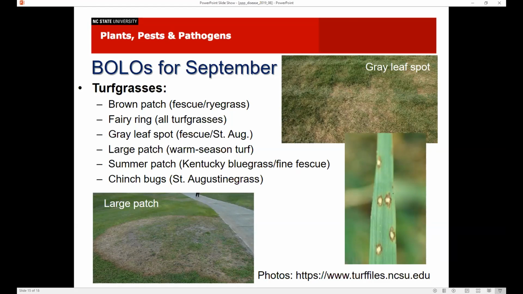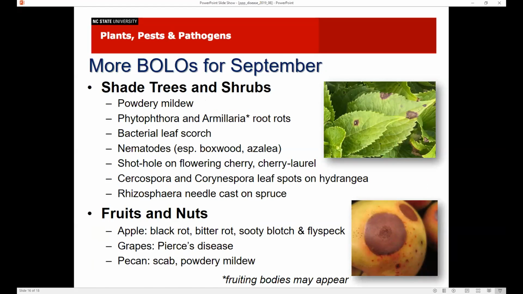So moving along to our shade trees and shrubs. Kept the list shorter this month, and things will start winding down as far as activities of our diseases. But powdery mildew is not one of them. Powdery mildew fungi will be quite in evidence as we get into the fall on many trees and shrubs. Also, as always, you have to be watching for Phytophthora and Armillaria root rots.